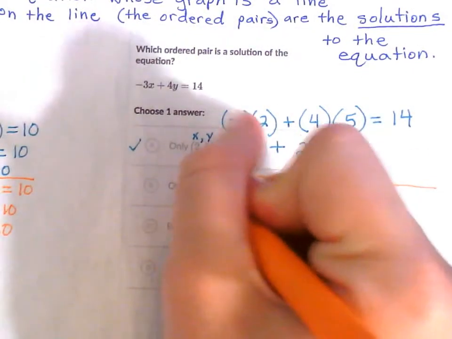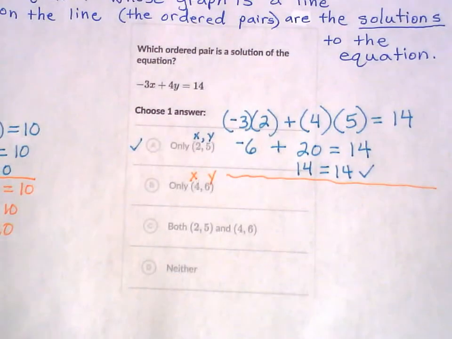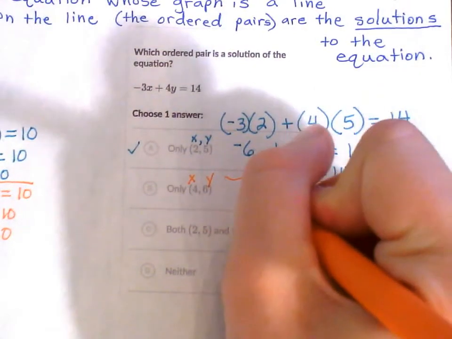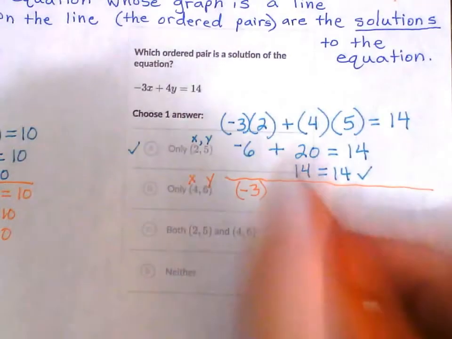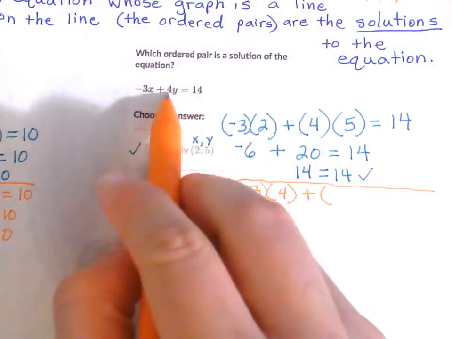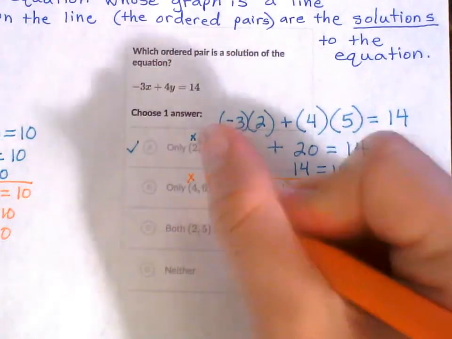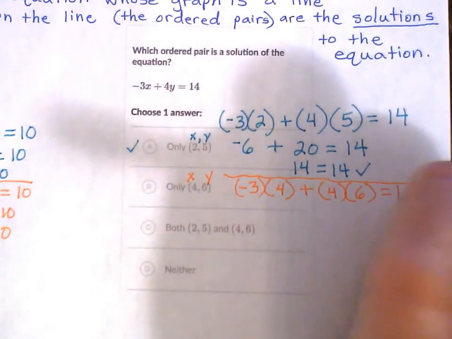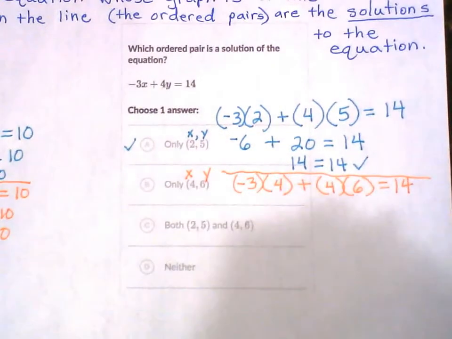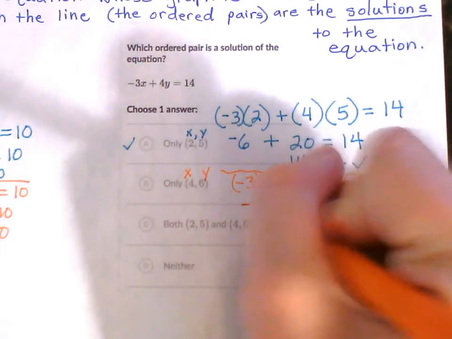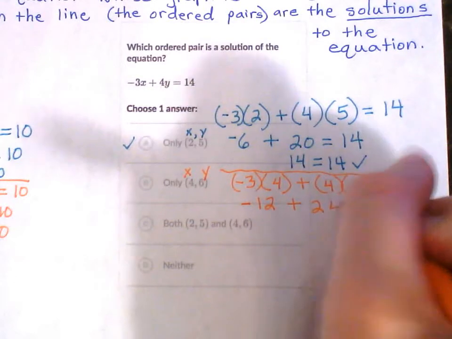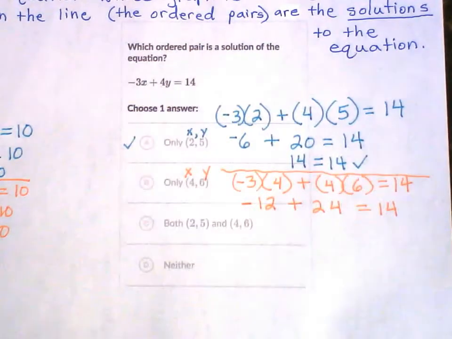So 4 is our x, 6 is our y, and now we plug them in and solve. Negative 3 times x, so negative 3 times 4, plus 4 times y. 4 times our y, which is 6 this time. Does that equal 14? Let's see. Negative 3 times 4. Negative times a positive is a negative, so it's negative 12, plus 4 times 6, 24, equals 14.